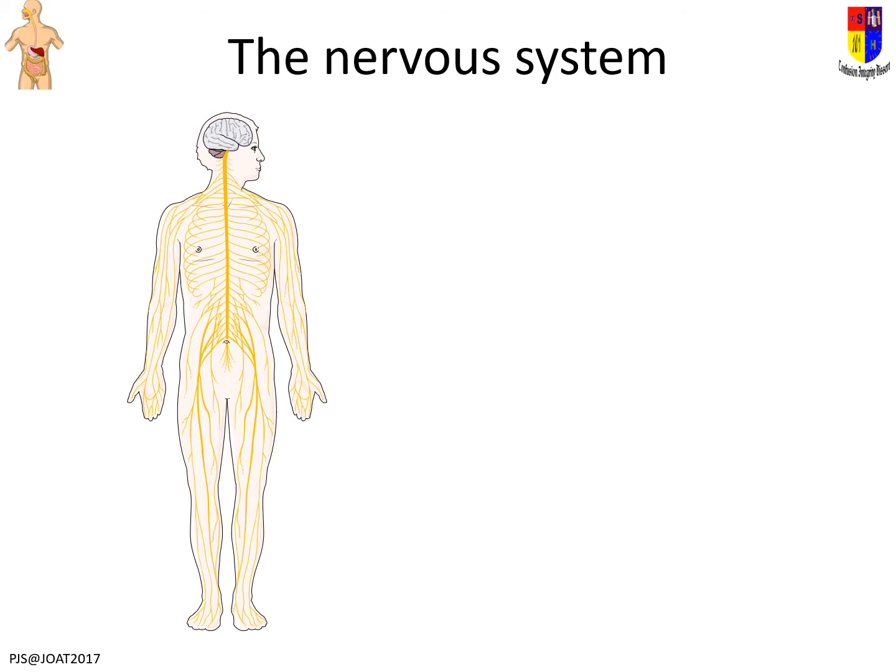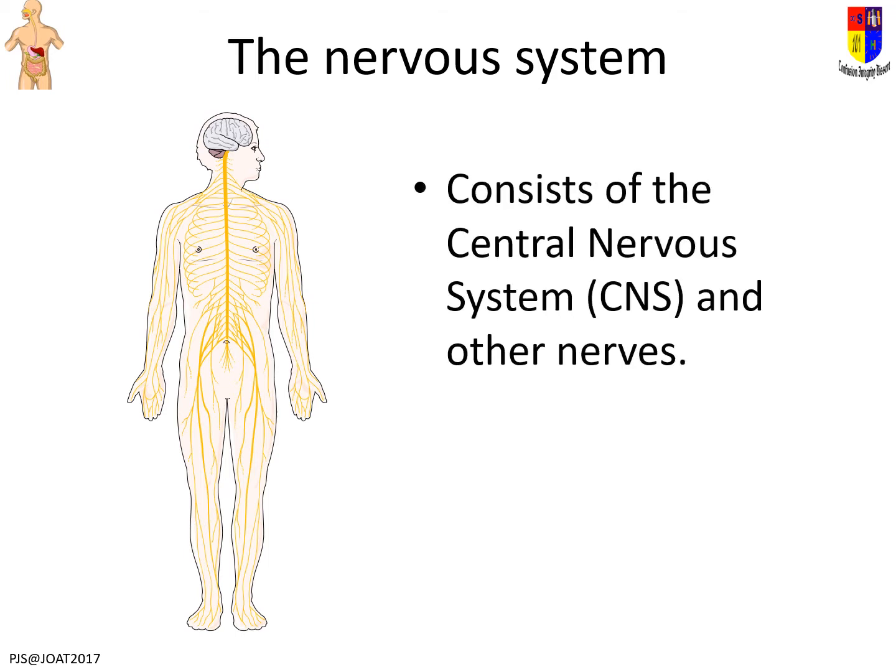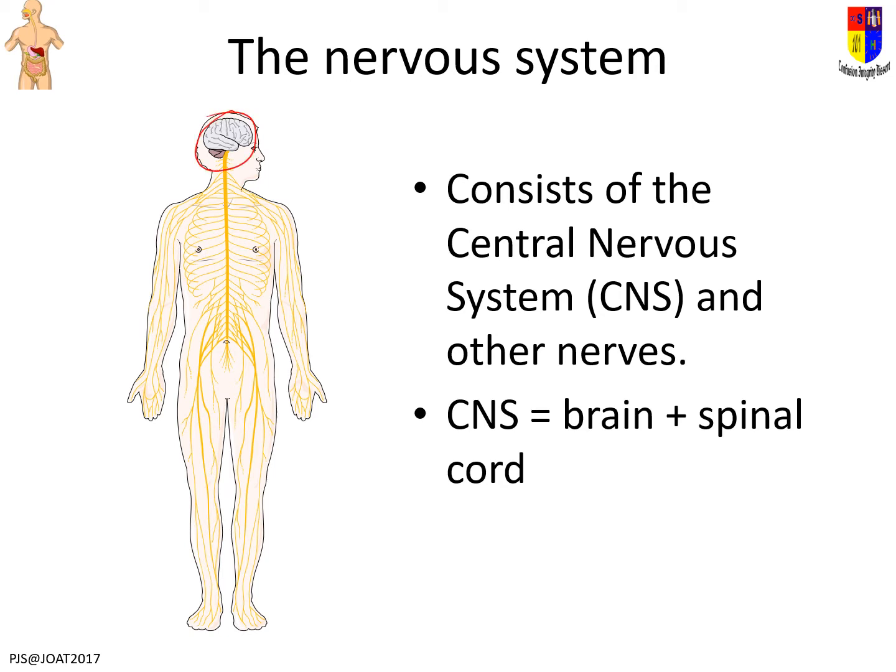So this is a reasonably nice diagram of your nervous system, and what you should notice is basically it goes everywhere. Now your nervous system is made up of two parts, your central nervous system and then the peripheral nerves, so everything else. And your central nervous system is then made up of two parts, which is the brain and the spinal cord. Now, I think that a lot of you will already know that. So here you've got your brain and then your spinal cord running down here.